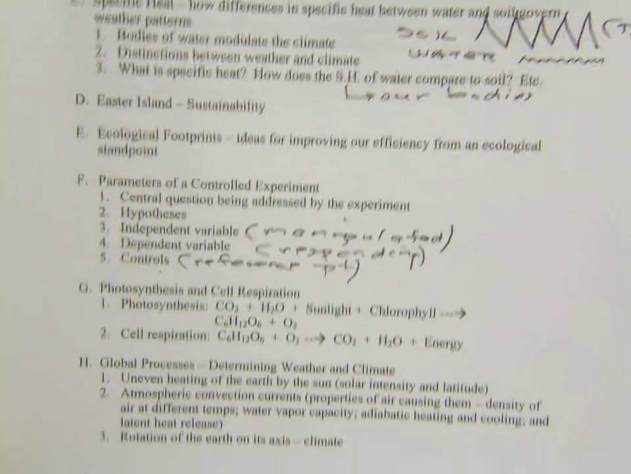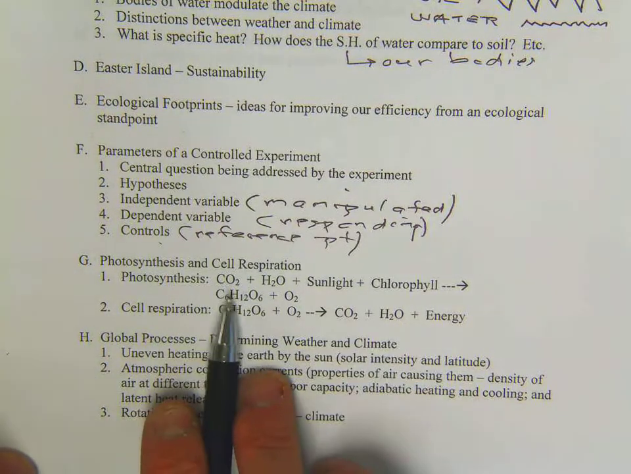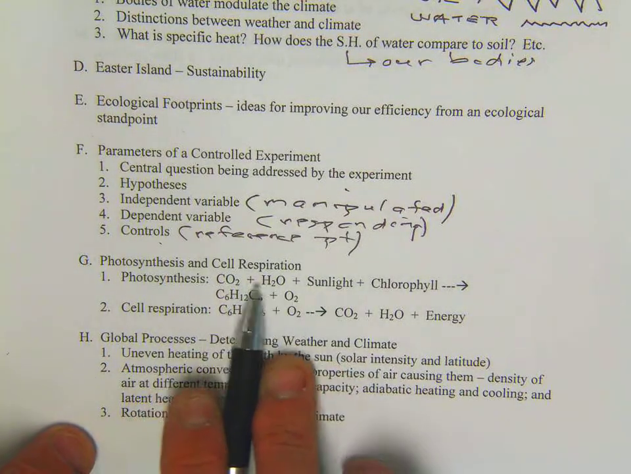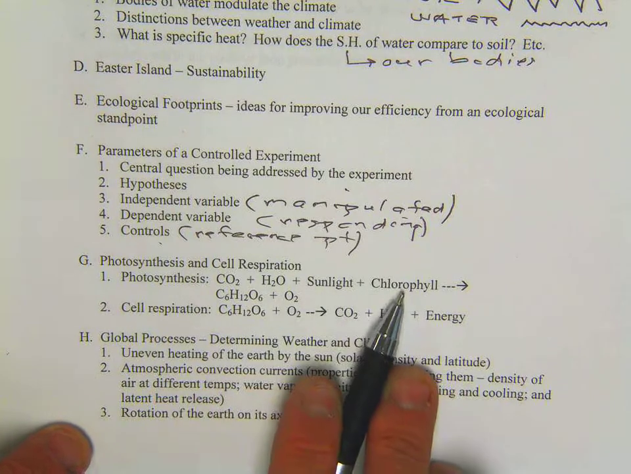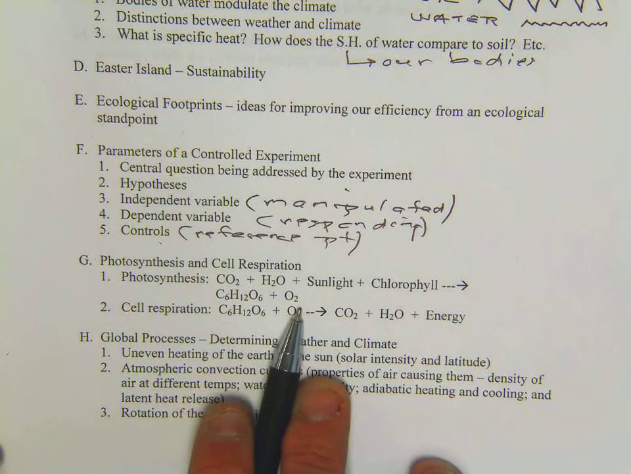While we were doing that POGIL, we also had a demonstration in the back of photosynthesis and cell respiration. I would expect you to be familiar with the basics of photosynthesis. I'm not going to ask you about every last electron, but you should know some of the reactants and products. These are the reactants of photosynthesis: carbon dioxide, water, sunlight, and chlorophyll. These are the two products: glucose, C6H12O6, and oxygen. So photosynthesis produces chemical energy in the form of glucose and sugars, and oxygen.